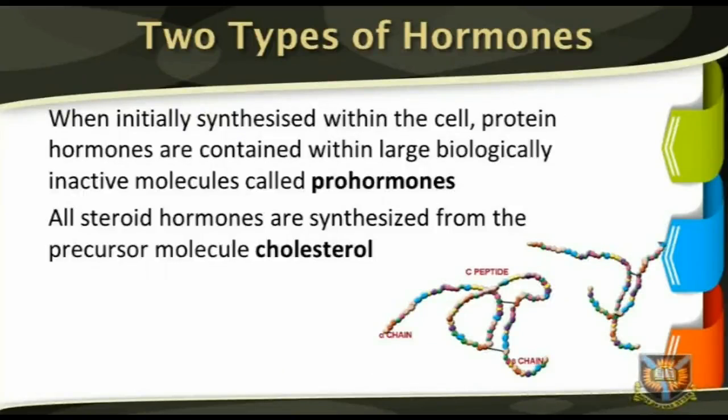There are fewer steroid hormones than protein hormones, and all steroid hormones are synthesized from the precursor molecule cholesterol. These hormones and a few of the protein hormones circulate in the blood both as hormones that are free and as hormones that are bound to specific proteins. It is the free, unbound hormones that have access to tissues to exert hormonal activity.